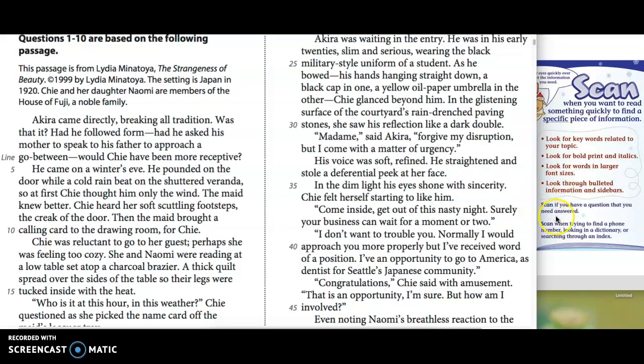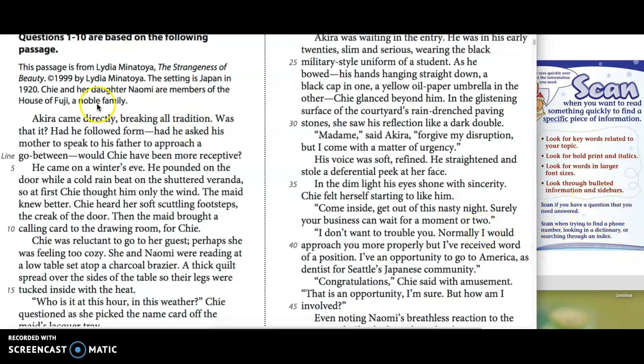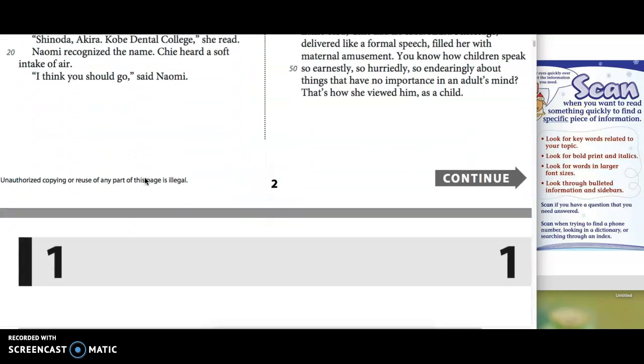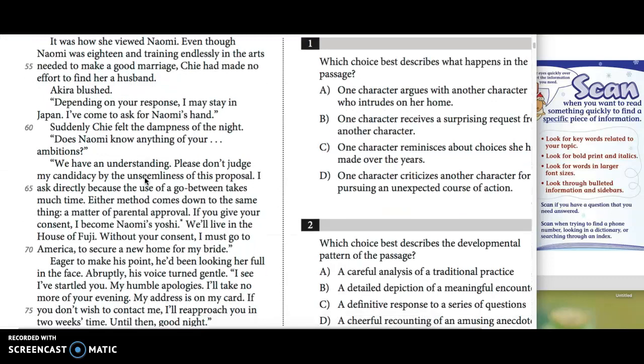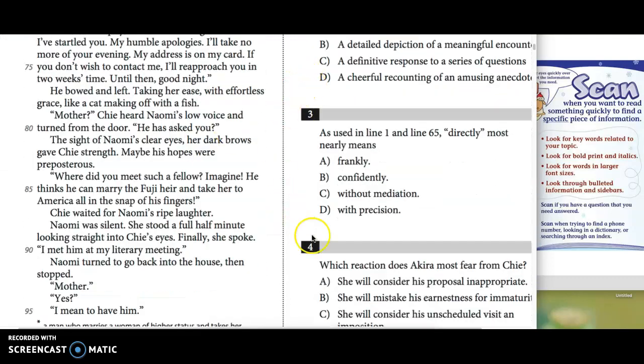So, like I said, this is used often to answer questions or to find very specific information, like if you're looking in a dictionary or looking for a phone number or an answer to a question. So for this text, this is actually an SAT passage. We are going to be scanning to answer this question right here, because this one requires you to scan.